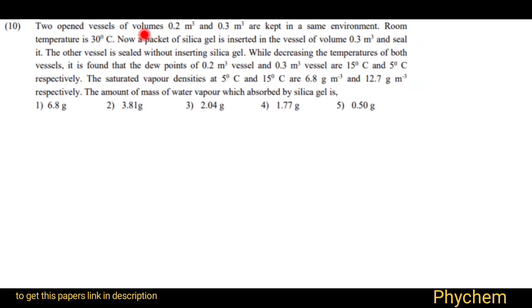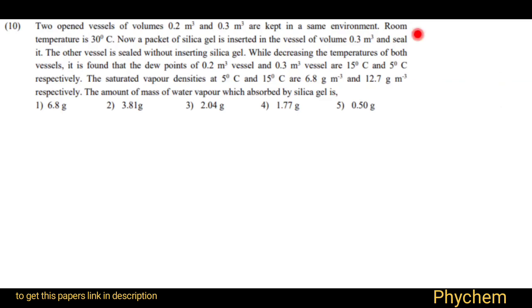Two open vessels of volume 0.2 m³ and 0.3 m³ are kept in the same environment. So you have to conclude that initially they are in the same environment. The amount of absolute humidity will also be the same, because in an environment you cannot have different absolute humidity at each point. If there is an environment, it should have the same amount of absolute humidity; it never changes from point to point. So you have to conclude that.